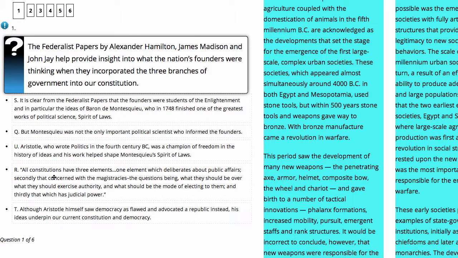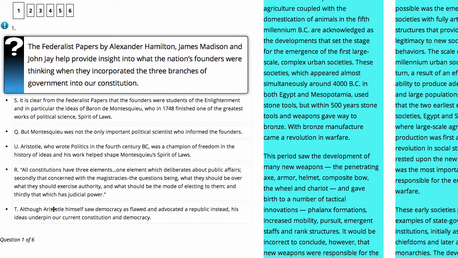And let's look at those. R was our quotation example. "All constitutions have three elements. One element which deliberates about public affairs. Secondly, that concerned with the magistracies. And thirdly, that which has judicial power." T says, "Although Aristotle himself saw democracy as flawed and advocated a republic instead, his ideas underpin our current constitution and democracy." So T could fit as a follow-on to U, because that introduces Aristotle.